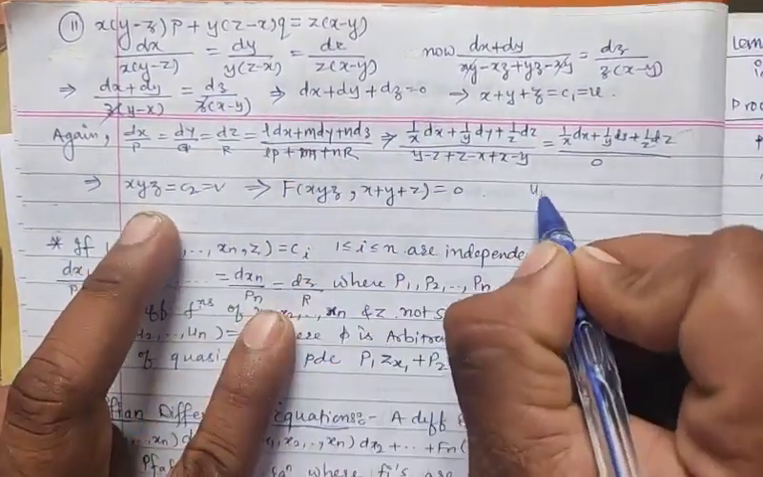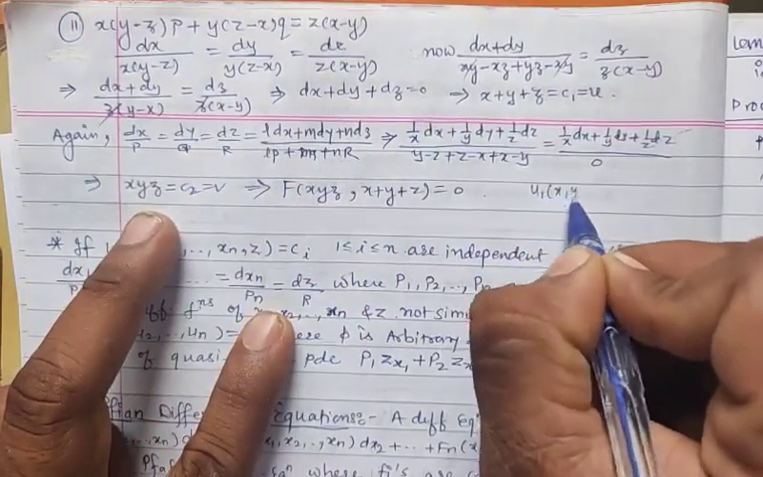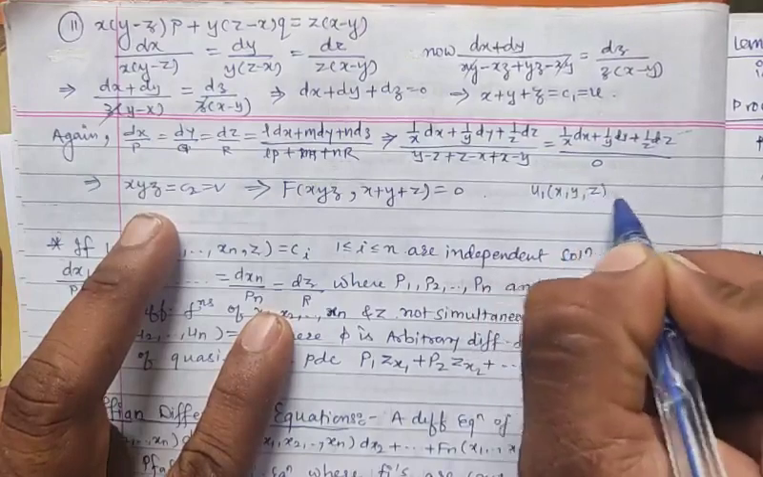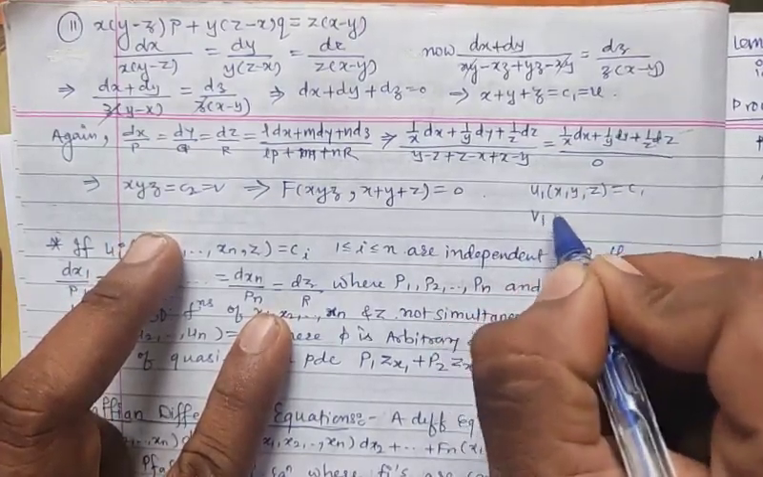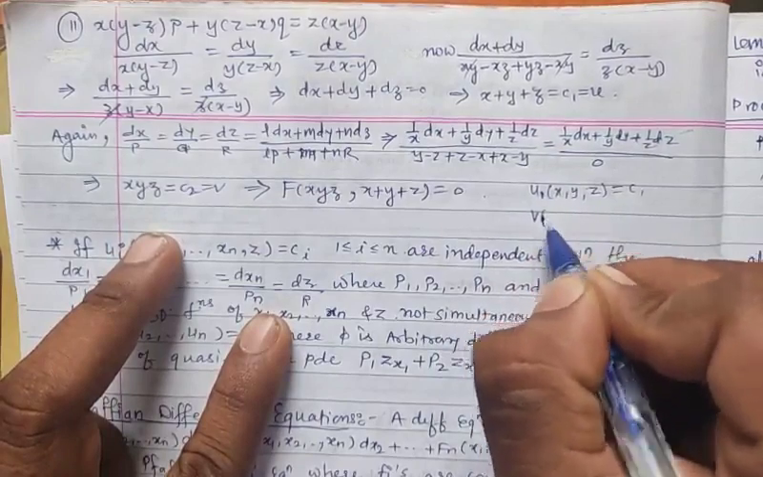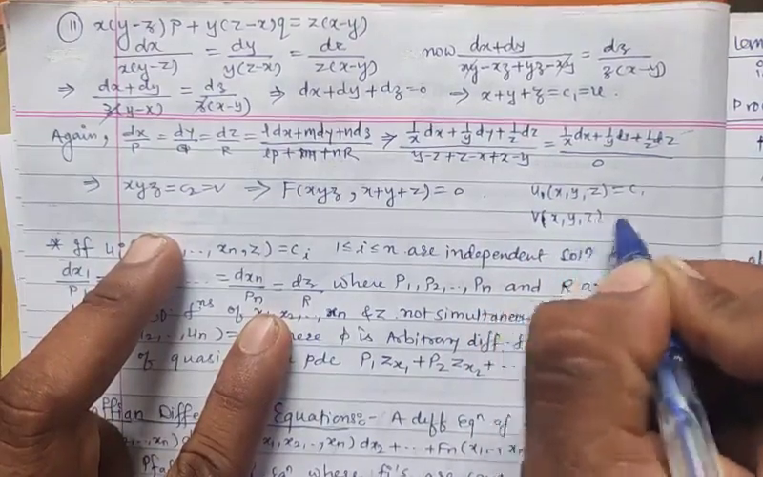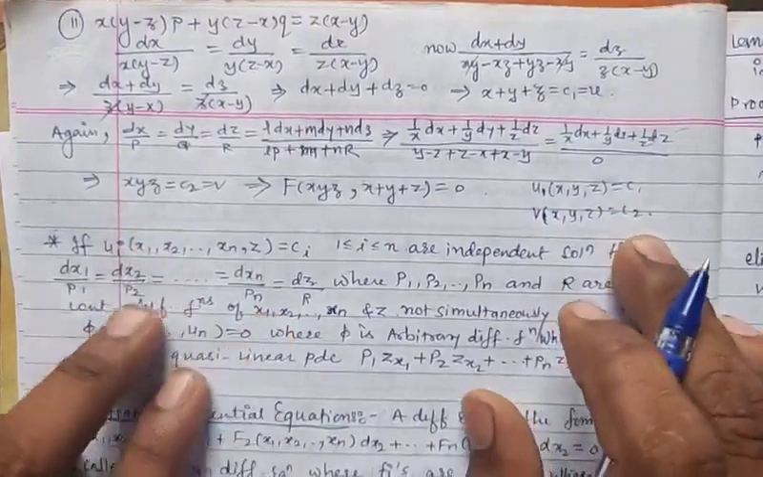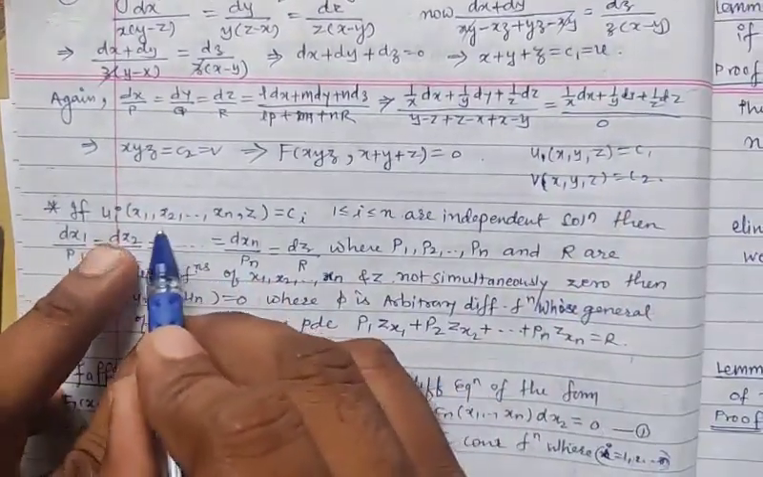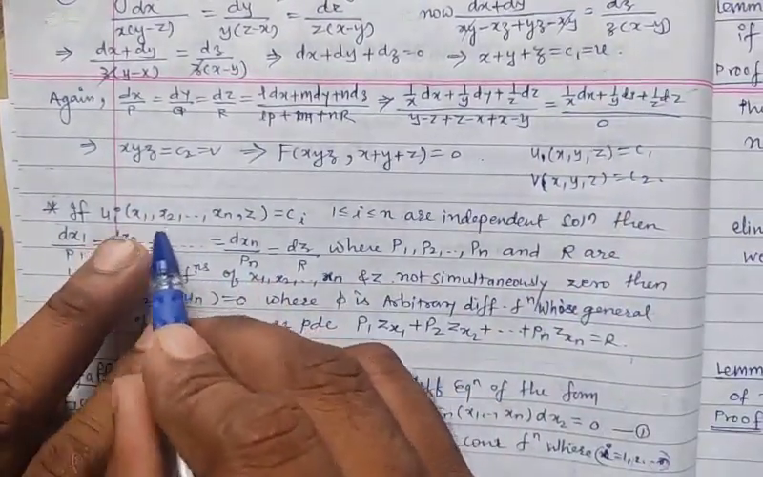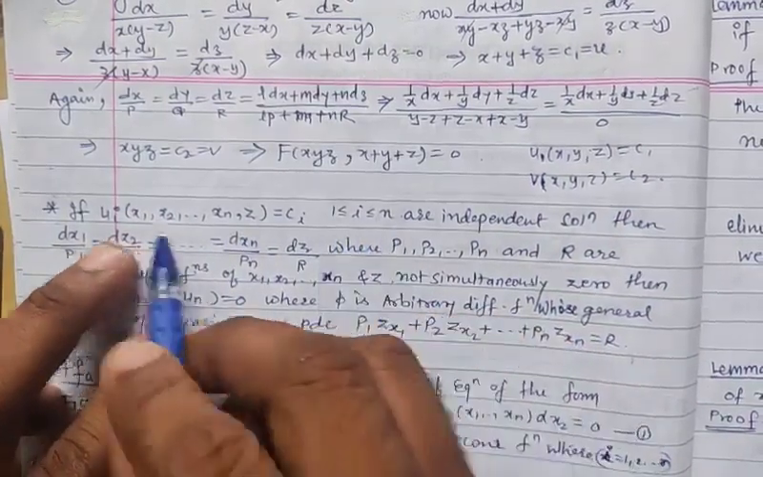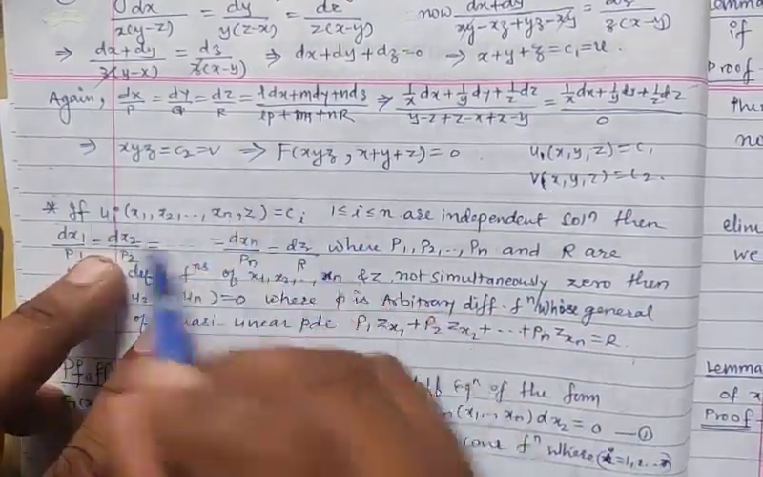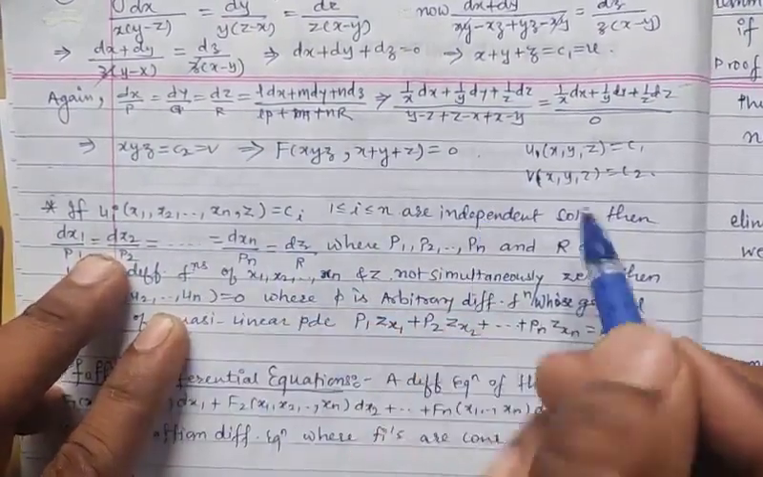The first solution is u1(x, y, z) = c1, and the second solution is v1. This is u and this is v, v(x, y, z) = c2, right? So here u_i(x1, x2, ..., xn, z) = c_i, where i runs from 1 to n, means u1, u2, ..., un. So there are n independent solutions.